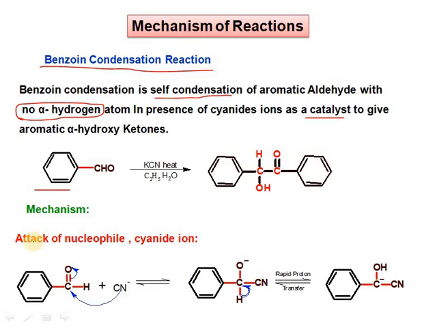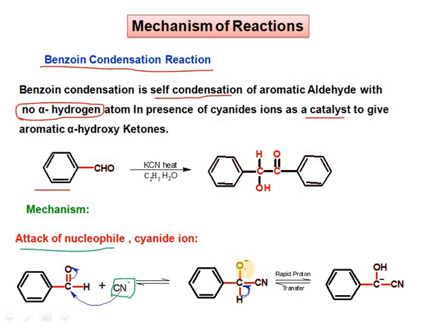So this is the attack of the nucleophile, the cyanide ion. You know that cyanide, CN minus, attacks this carbonyl carbon and forms a negative charge on oxygen. Cyanide is a good nucleophile and therefore attacks this carbonyl carbon and forms a negative charge on oxygen.